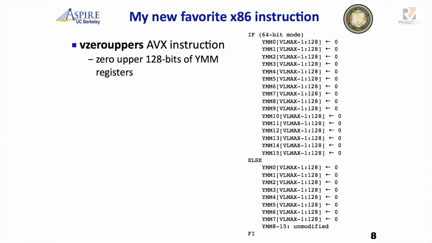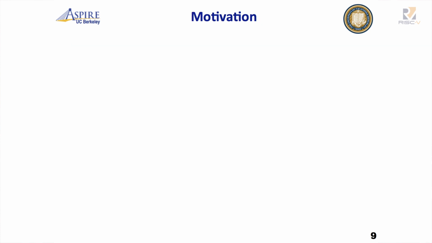Oh, yeah, I'm not going to spend time on this, just that this is a cool instruction. There is the pseudocode. I found it a bit hard to fit that on one slide, whereas with RISC-V, we can fit the entire ISA on one slide. Okay, so what's my motivation for collecting all this data?